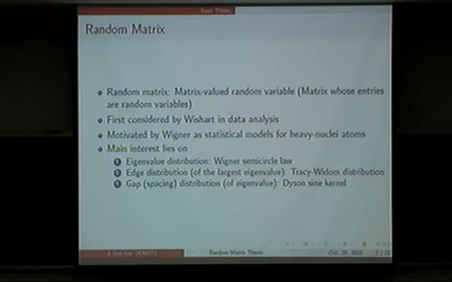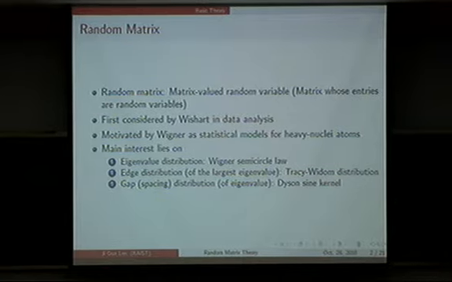So the brief history of this theory is, by Wishart, it was first considered as a part of statistics and in data analysis. And it became famous after Wigner used random matrix theory to consider a statistical model for heavy nuclei atoms. Wigner was a mathematical physicist who studied these kinds of things extensively. And nowadays it is widely used, as you will see later.